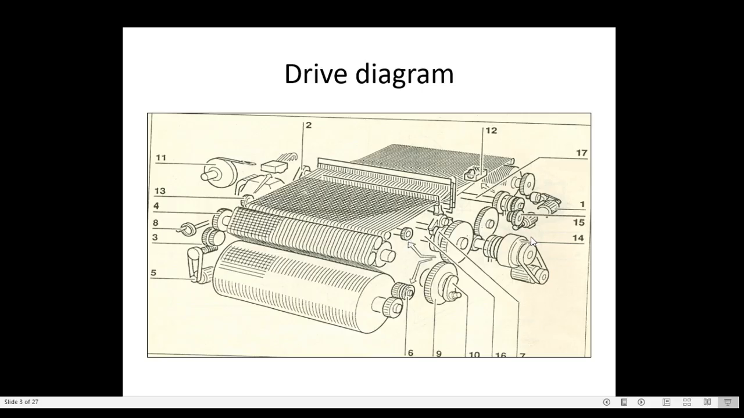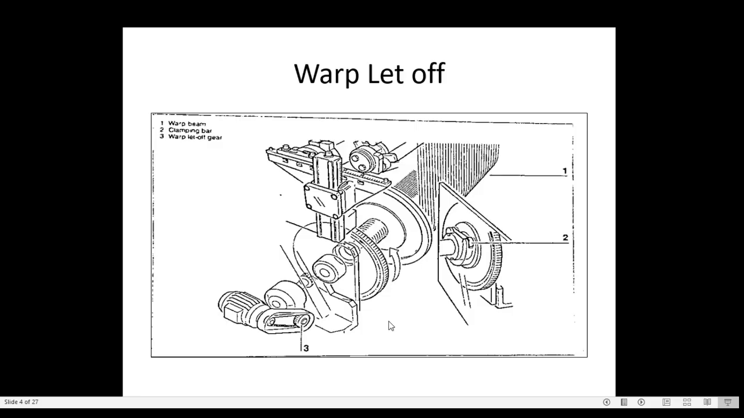So here the main drive of dobby we have seen, sley drive we have seen, tape drive we have seen, cloth winding we have seen, and electronic sequence control. So in the drive we have completed all these things. Next we will see the features of the machine. So first we'll concentrate on warp let-off.